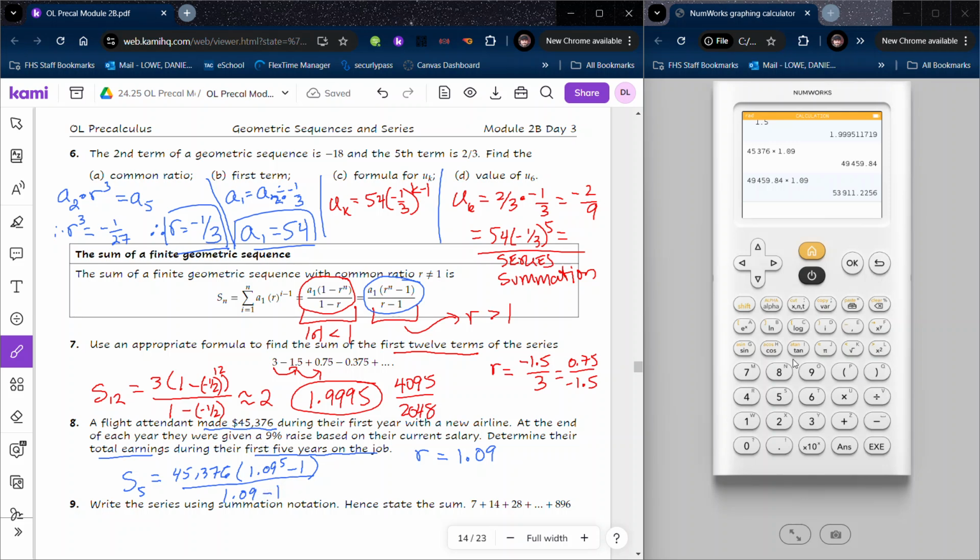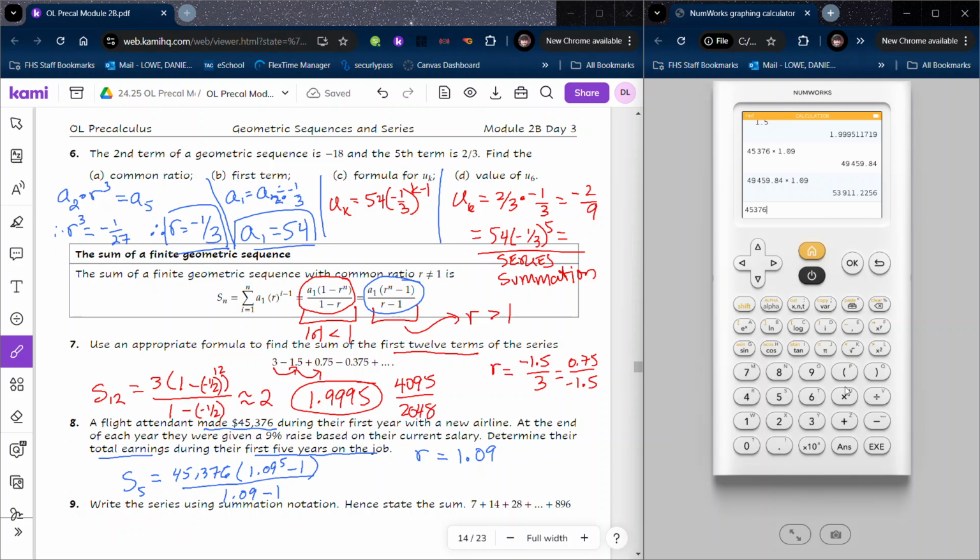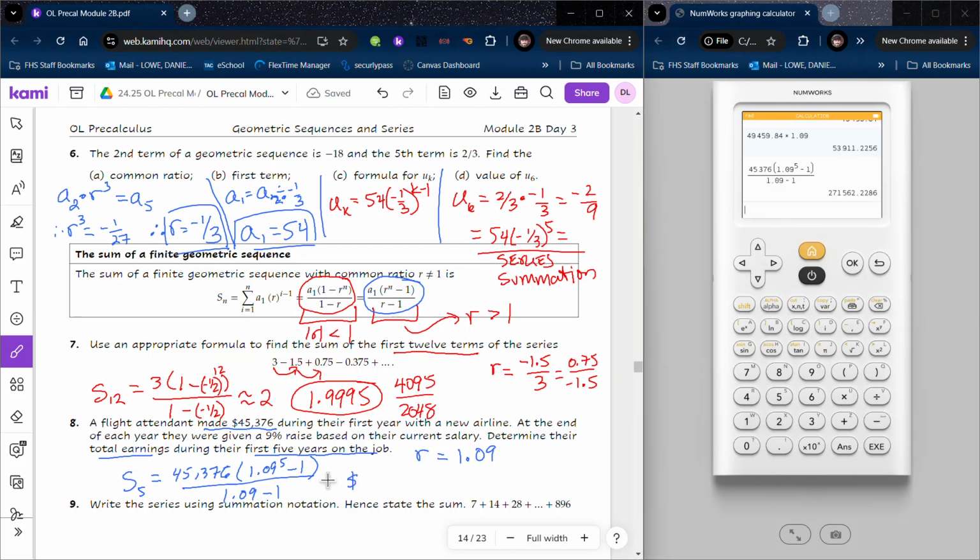So what would that look like? 45,376, parentheses, 1.09 raised to the 5th power, minus 1, close parentheses, all over 1.09 minus 1. And that gives me a total of, looks like, $271,562.23. So that is my approximate earnings for this flight attendant over their first 5 years.